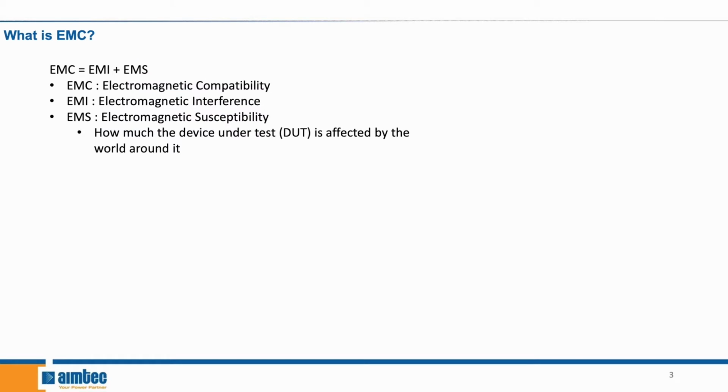So what is EMC? EMC is composed of two things, EMI and EMS. EMC stands for electromagnetic compatibility, EMI stands for electromagnetic interference, and EMS is electromagnetic susceptibility. Now, what we mean by susceptibility is how much the device under test, or DUT, is affected by the world around it. In other words, a highly susceptible device is prone to be affected by electromagnetic interference coming from other sources. So if you have a highly susceptible device, then the interference created is going to be much more impactful than on a device with low susceptibility.